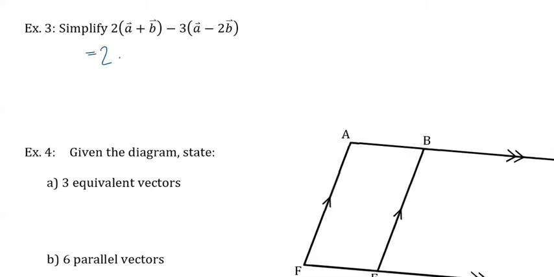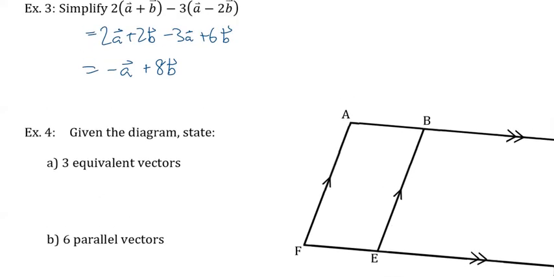Given the diagram, state 3 equivalent vectors. So there's 3 obvious ones here. How about we start with FA? And equivalency, we use equals. So equals EB. And direction matters. So if I did CD, I've gone the opposite direction. But I could put a negative in front of it if I wanted to, and then it would still be equivalent. But direction matters. I think we've figured that out by now.